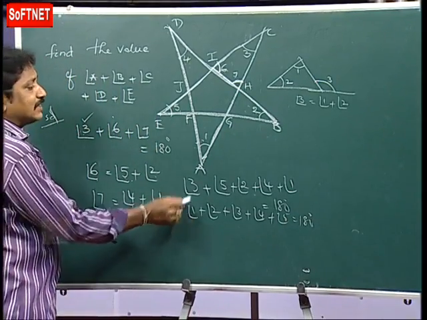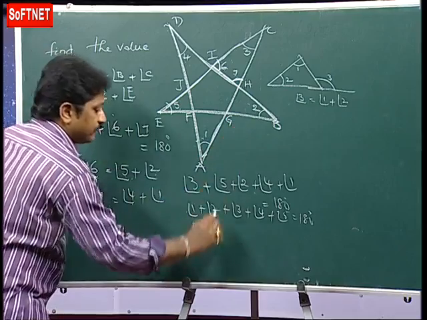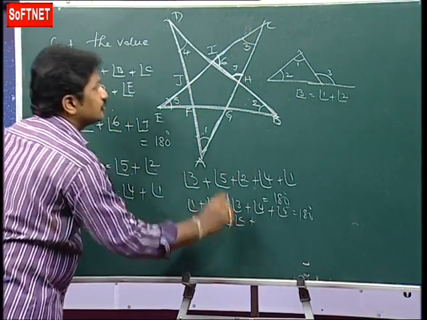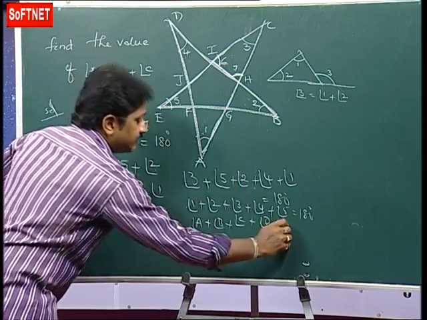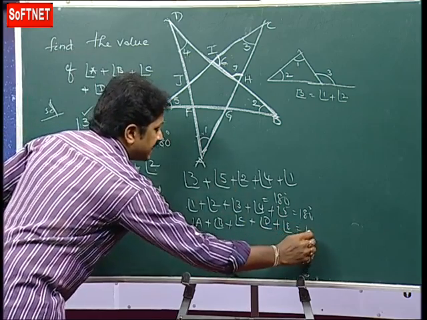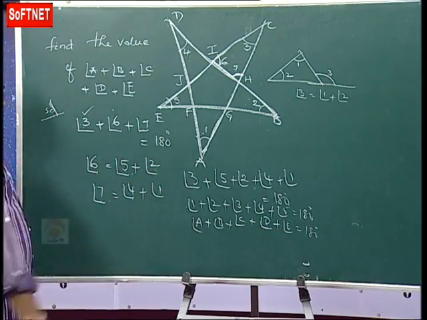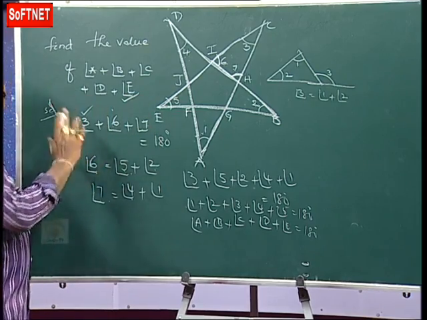Then what is angle 1? It is A. What is angle 2? It's B. What is angle 3? It's C. And what is angle 4? It's D. And what is angle 5? It's E. So angle A plus angle B plus angle C plus angle D plus angle E equals 180 degrees. So hence the answer is simply 180 degrees.